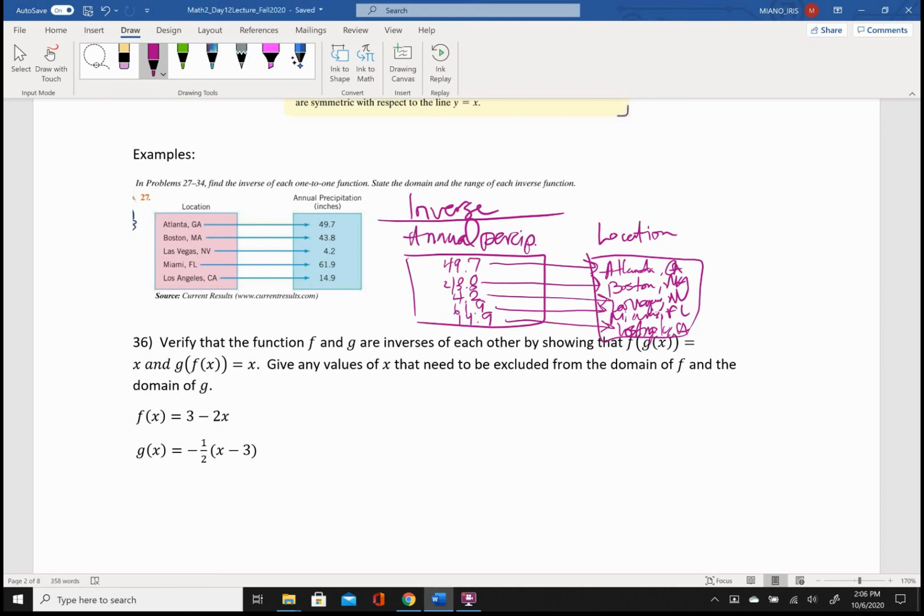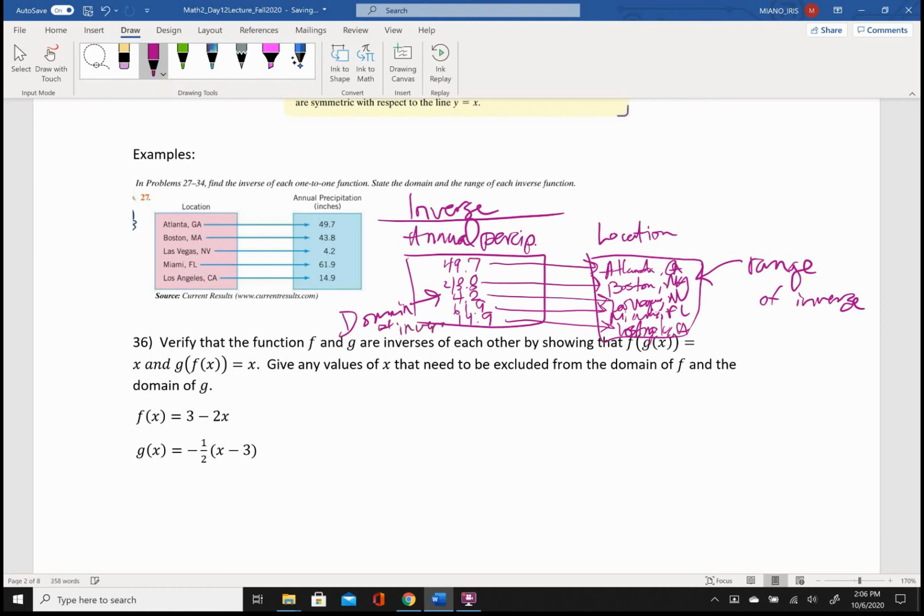And then the domain and the range. So basically this is now the domain. You would just list these items, and this will be your range of the inverse. So the range of the inverse was the domain of the original function, and the domain of the inverse was the range of the original function.